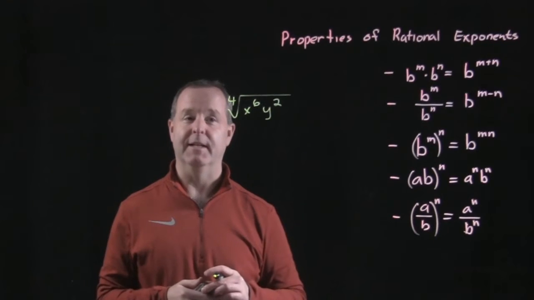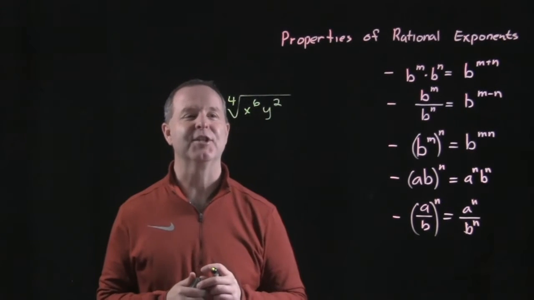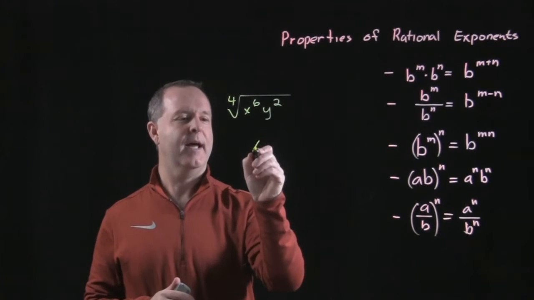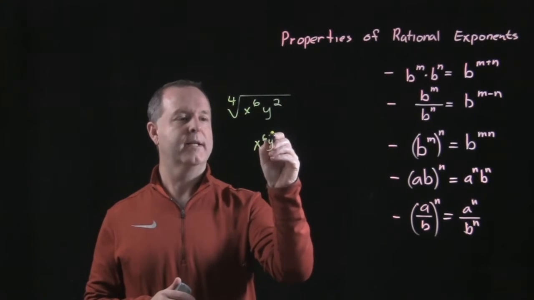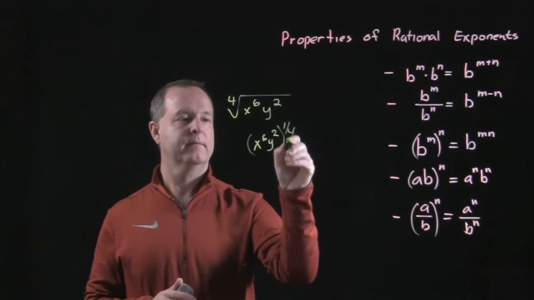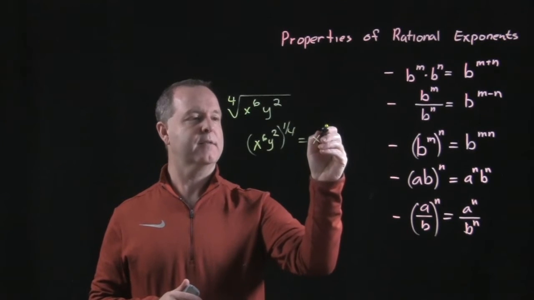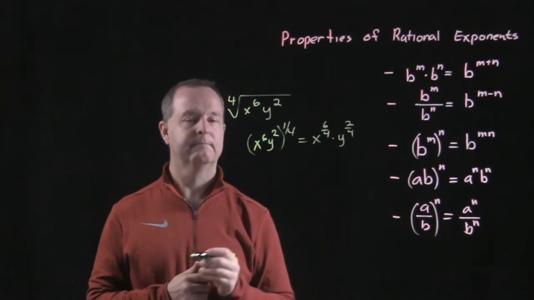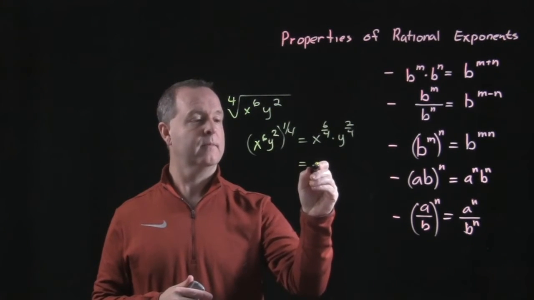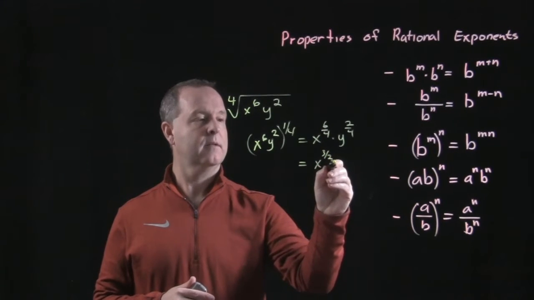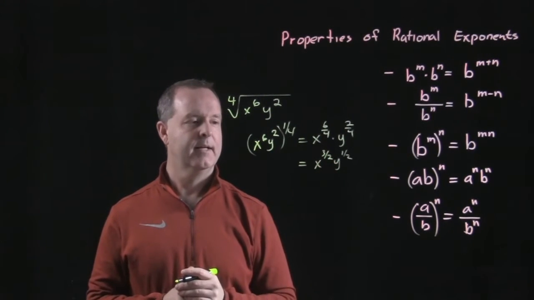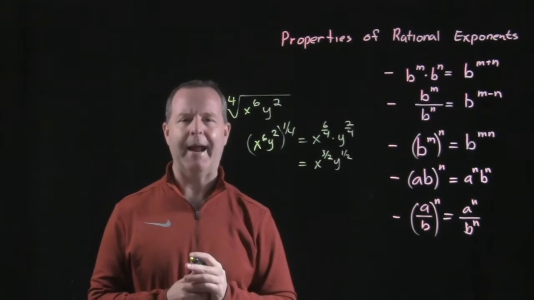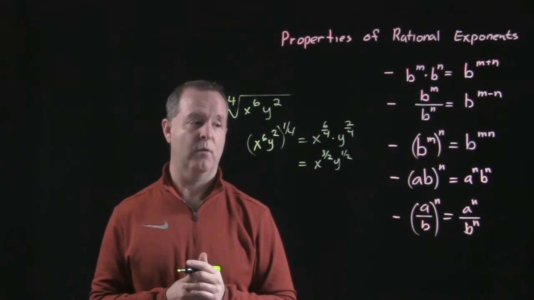Now this one's going to be interesting, so let's really pay attention to what's happening here. Let's first convert over to exponent world. So it becomes x to the 6th, y squared, all to the 1/4, x to the 6/4 times y to the 2/4. I can reduce both of those down. So x to the 3/2, y to the 1/2. Now what do I do? To simplify, I started in root world. I need to get it back into root world, but in simplified root world form.